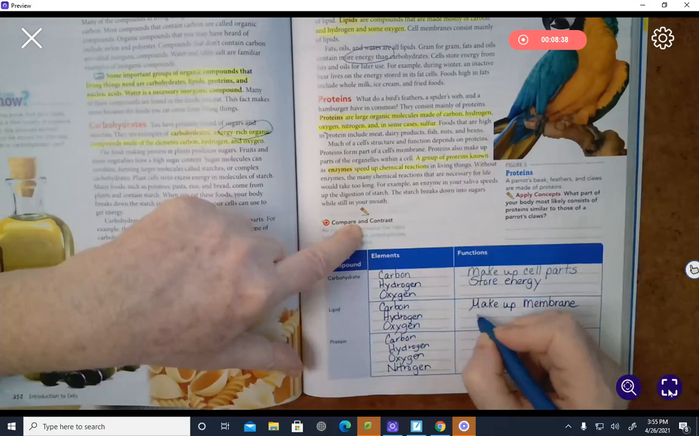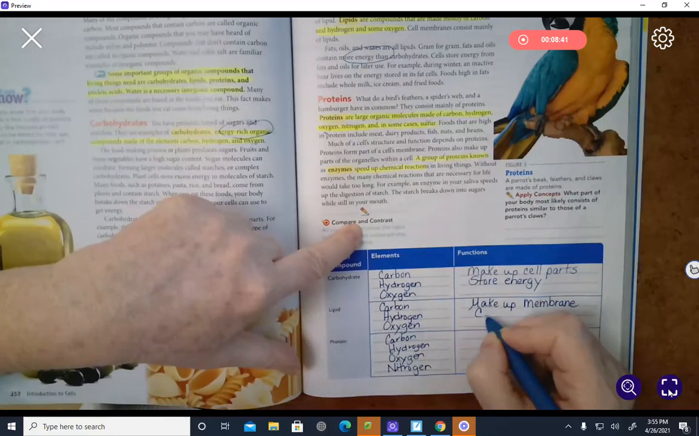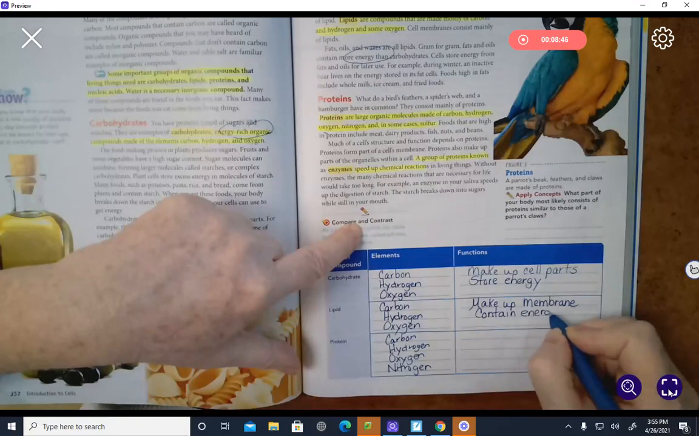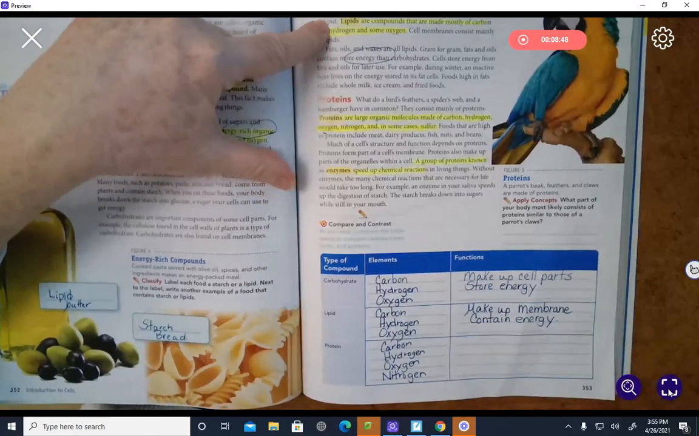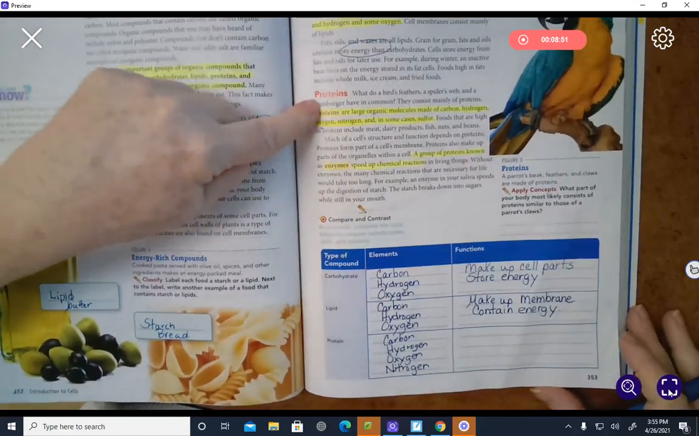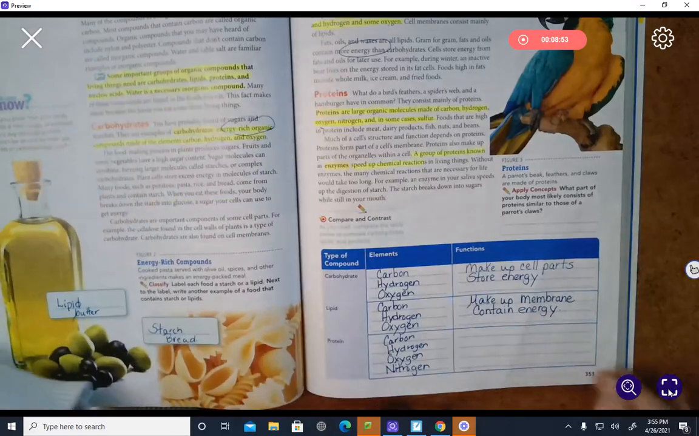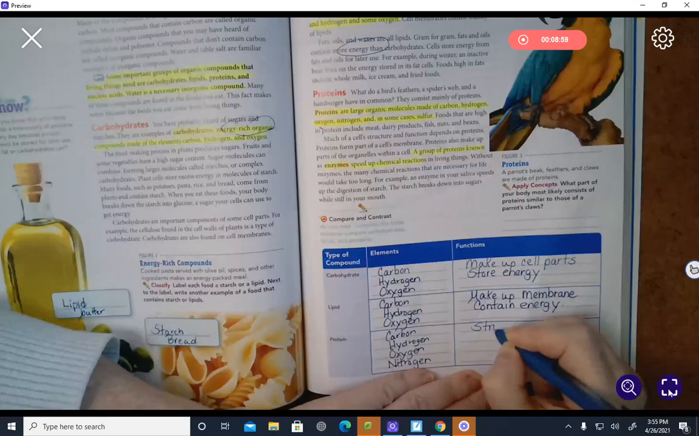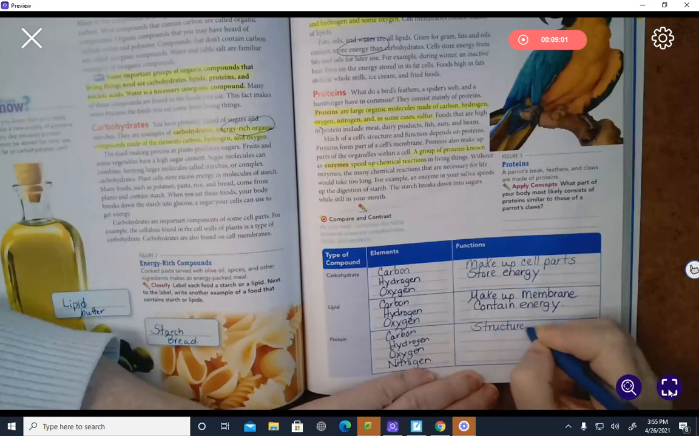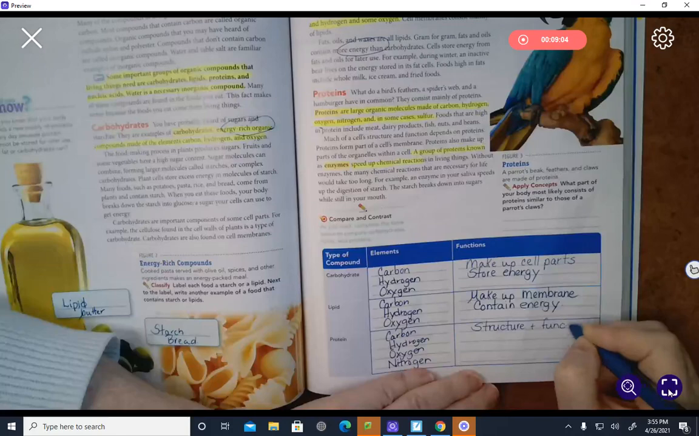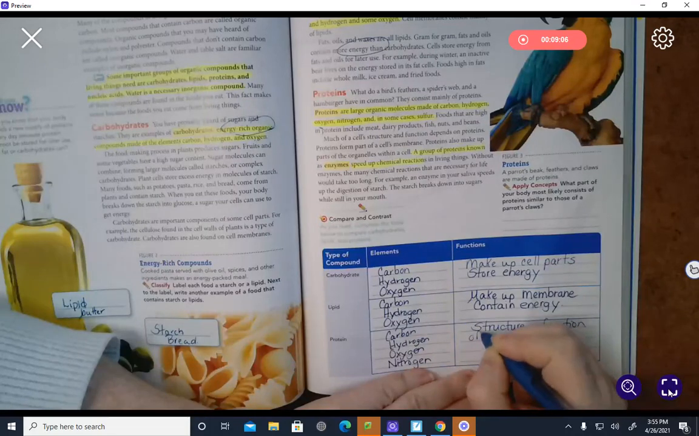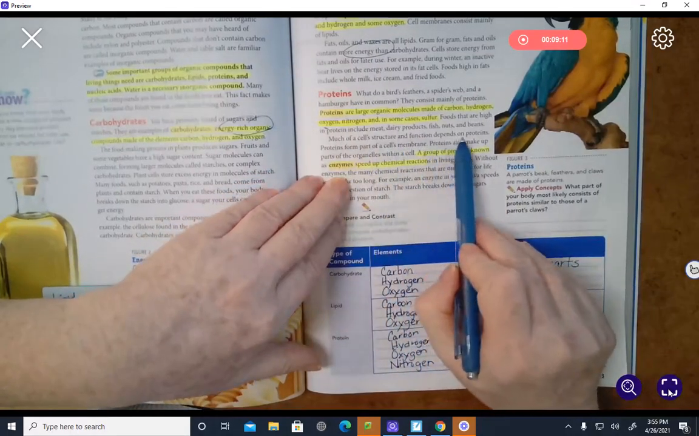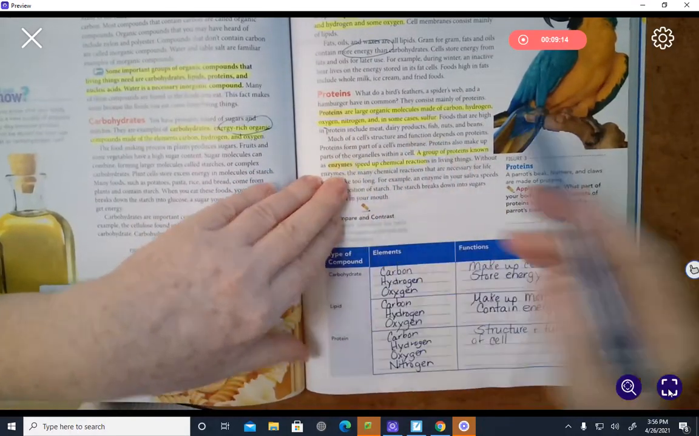And they also contain energy, actually more energy than the carbohydrates do, right here. And then proteins here, they help with the structure and function of the cell. I'm just going to go up here. Much of the cell structure and function depends on proteins, and they form the cell's membrane.